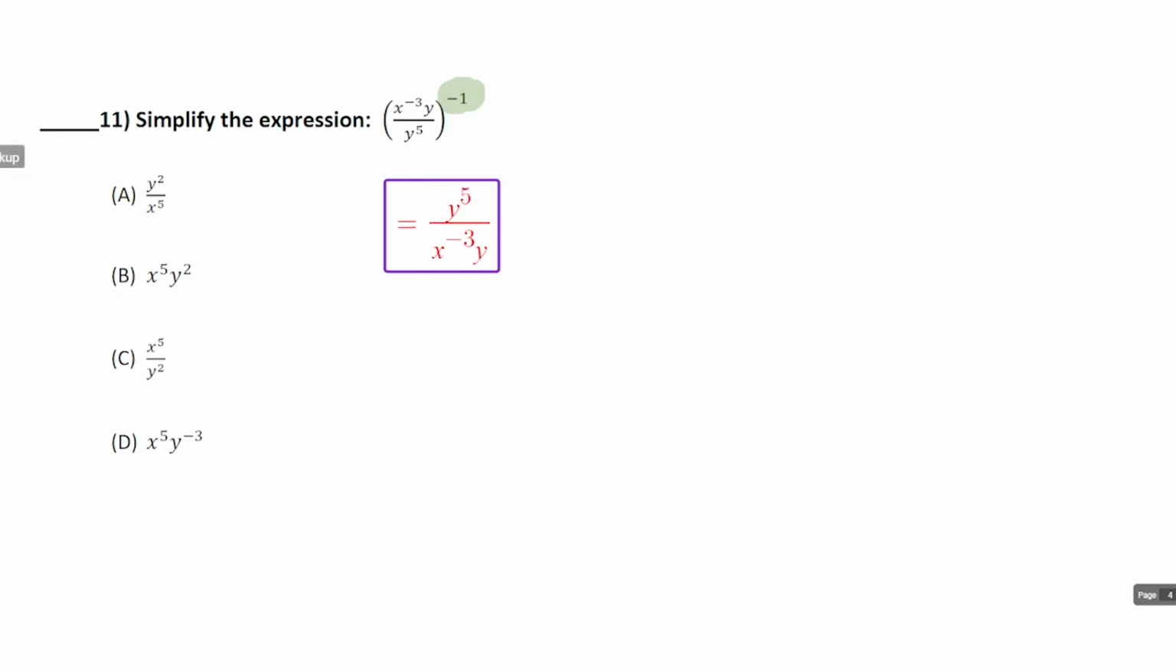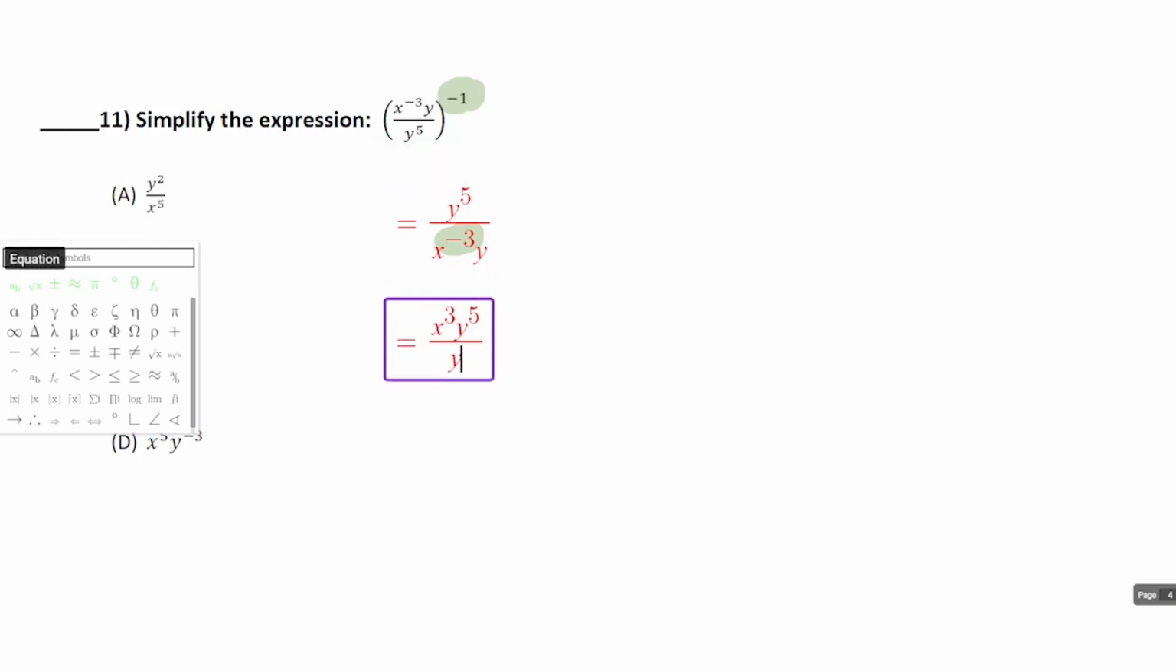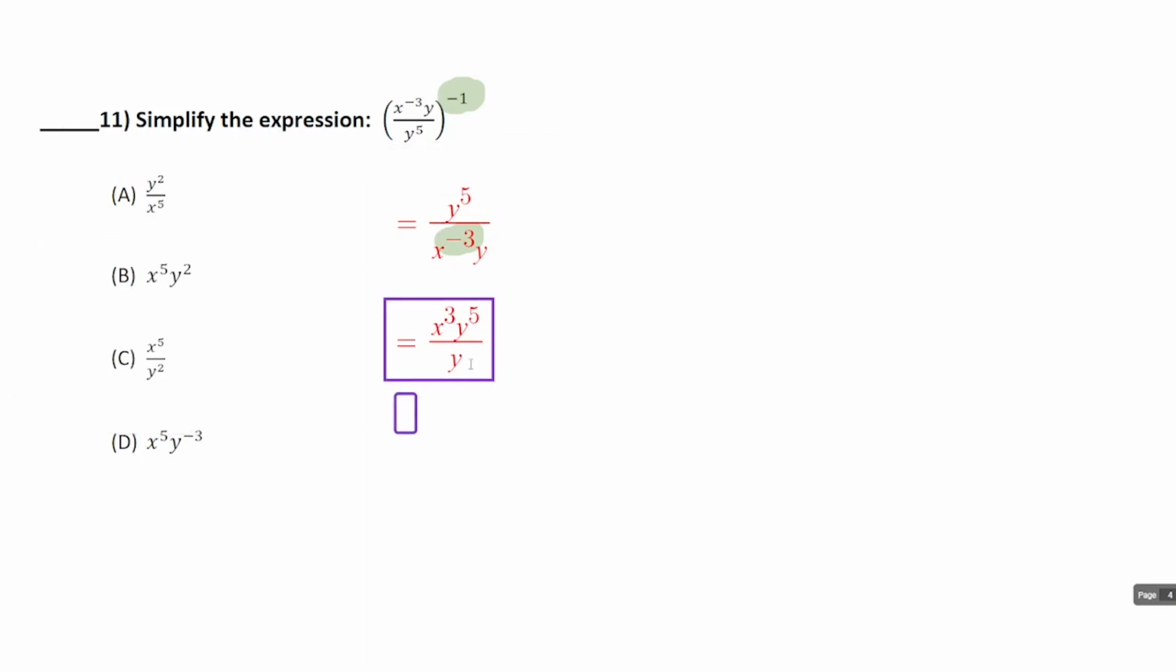The next thing I'm going to take care of is this negative 3 power. If the negative power is on the outside of the parentheses, you flip the whole fraction, but if it's on just a single term like this, then you can just move that one term to the other side of the fraction, so you're just reciprocating the one term rather than the whole fraction. So this will equal x to the positive 3rd power times y to the 5th all over y. Whenever you divide two powers with the same base, you subtract the exponents. So 5 minus 1 is 4, and our final answer is x cubed times y to the 4th.